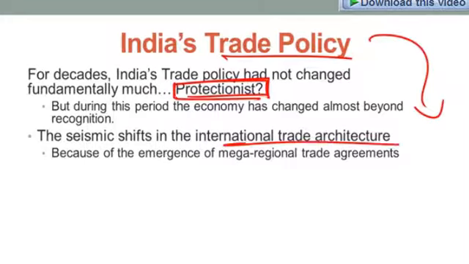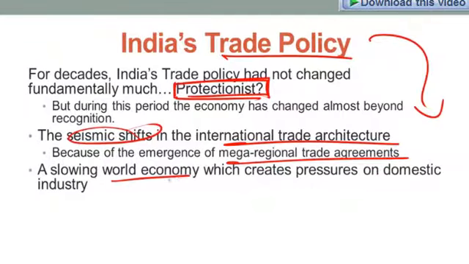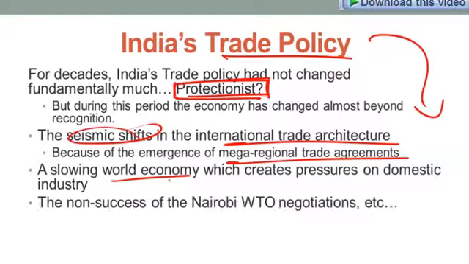International trade architecture is changing. The countries that were big shots then are not big shots anymore. Mega regional trade agreements are coming in, from which India is getting excluded. So again, we have to realign our stance. So multiple things are changing. Seismic shift means very big changes. And the world economy is slowing. So again, a lot of pressure on domestic industry. All these things are happening.